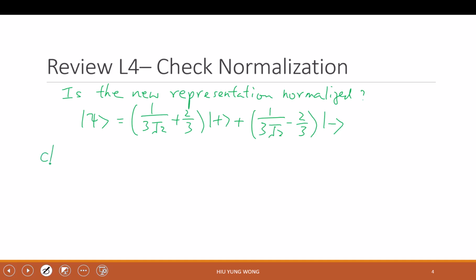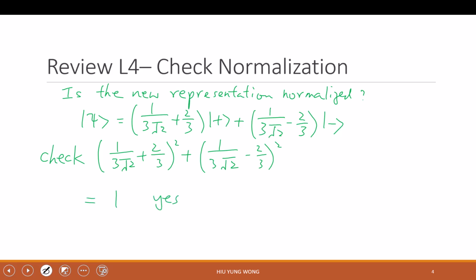So let's check. How do I check? 1/3 square root 2 squared plus 2/3 squared times 1. I just use square because these are all real numbers. So to save time, I will just say that this equals 1. Try to check it yourself. You need to really be familiar with this calculation. But just be careful, it's easy. A plus B squared, right?